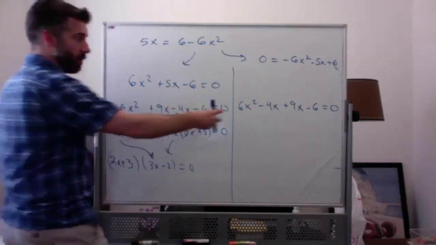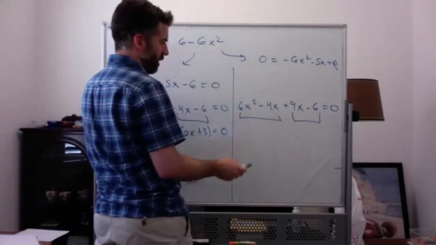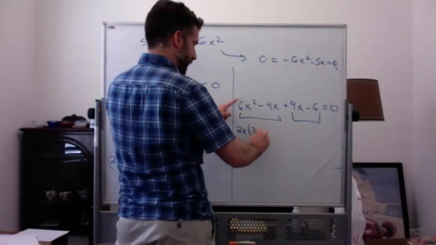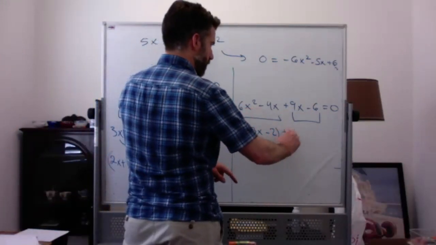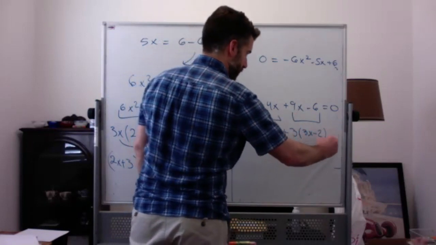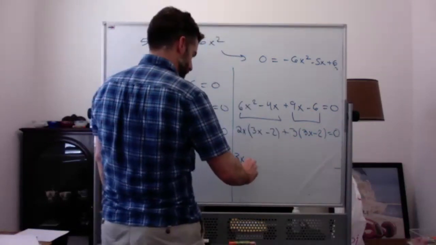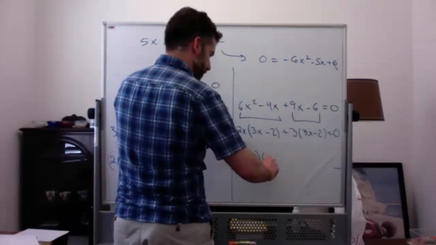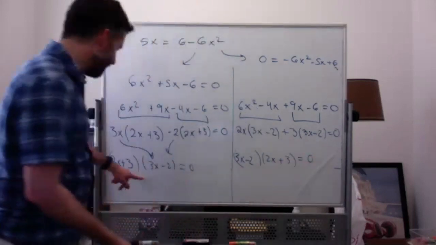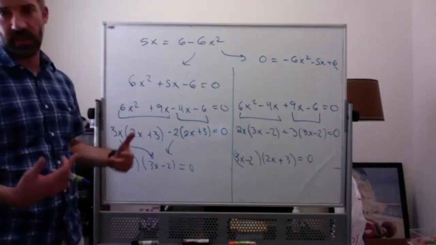On the other side, factoring by grouping, here I factor out a 2x. I'm left with a 3x minus 2. Here I factor out a 3. I'm left with a 3x minus 2. And then from each of these, I factor out the 3x minus 2. I'm left with a 2x plus 3. So I get the same factoring either way I do it. It's just the multiplication looks like it's flipped.